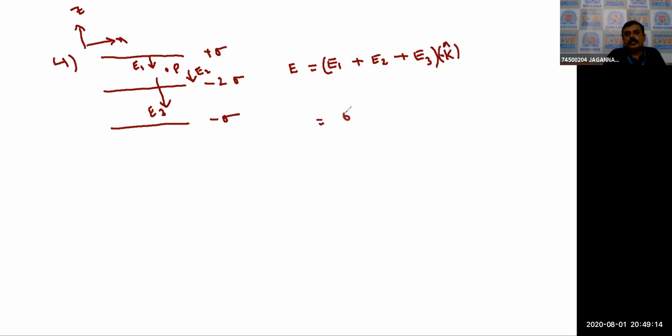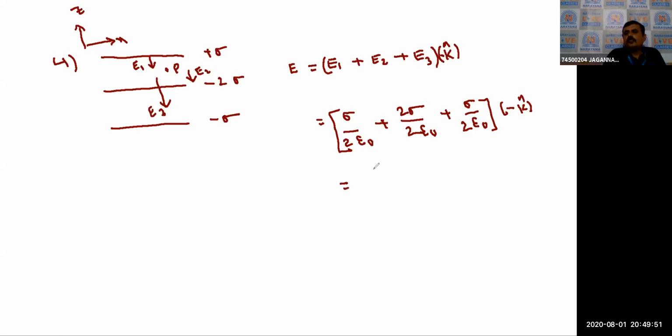So the electric field due to the first plane sheet is sigma by 2 epsilon naught, plus the E2 value, 2 sigma by 2 epsilon naught, plus sigma by 2 epsilon naught, all along the negative z-axis. The total is 4 sigma by 2 epsilon naught, which is minus 2 sigma by epsilon naught k cap. This is question number 4.